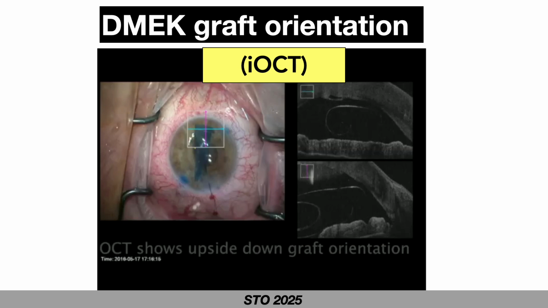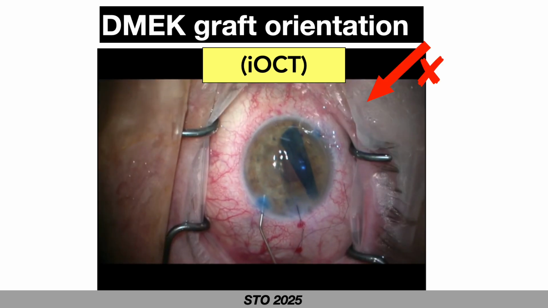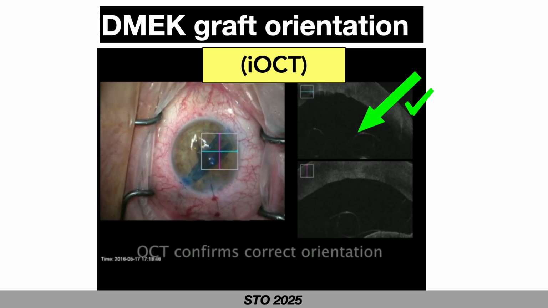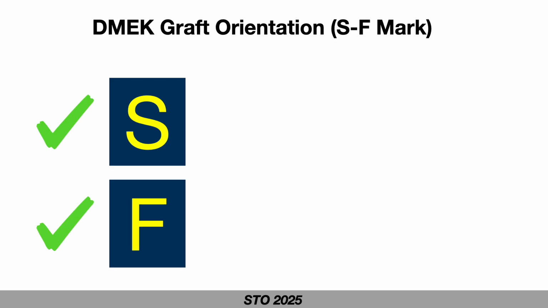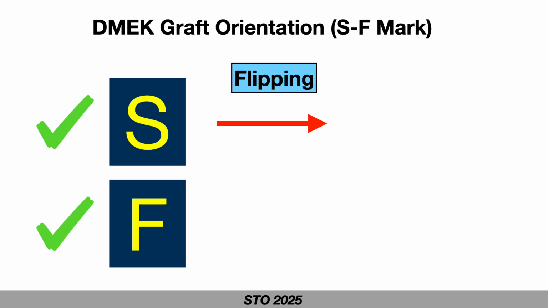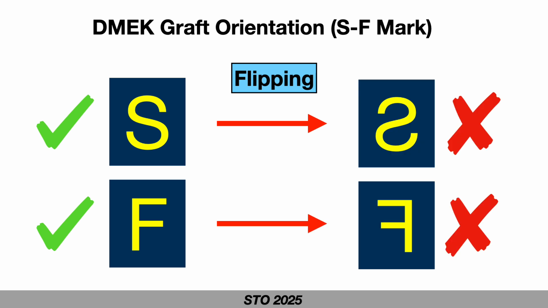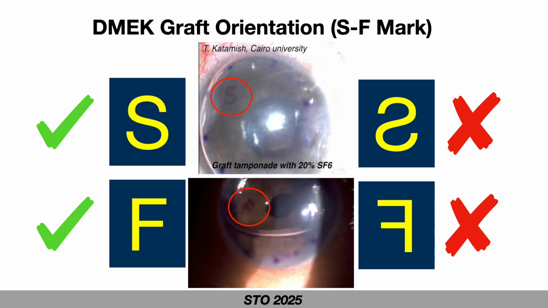If you are using anterior segment OCT intraoperatively, you can watch the unfolding, as you see in this case: inverted graft, and then after correction, it is now in the proper orientation. The S or F stromal stamp. Why S or F? Because S, if flipped, will look like 2, not S, and F, if flipped, will look like 7, not F. So at the end of the operation, you should have this S mark, or you should have this F mark clear, as you can see.